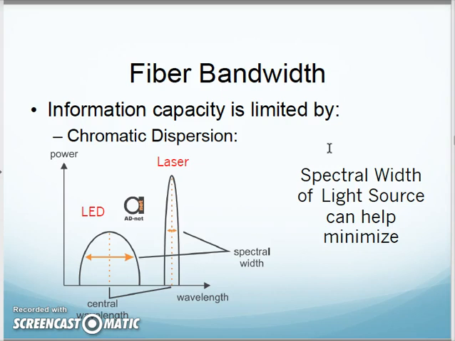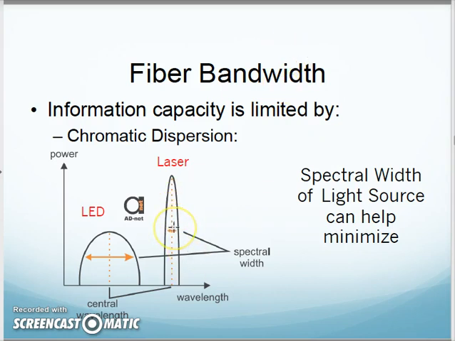An LED light source, if I have an 850 nanometer LED light source, the spectral width is going to be rather large. I might actually have, and I'm going to exaggerate, wavelengths of light from 800 to 900. So you have 850 in the middle, and I have about 50 nanometers wavelength below it and 50 nanometer wavelength above it. That's a lot of wavelengths of light. As they start moving down the fiber, they're going to start moving at different rates down through the fiber, and I'm going to have a lot of dispersion because of that.